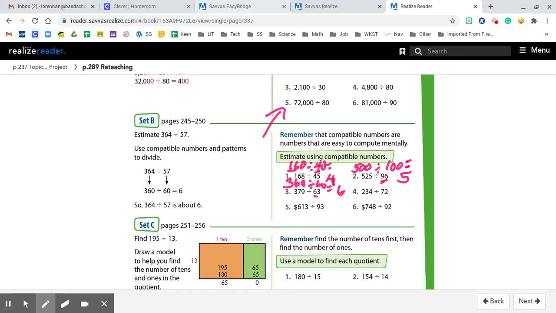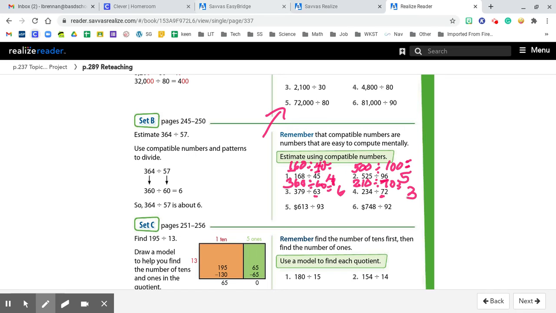Sometimes you want to make sure that the numbers are easy to do in your head. So 234 divided by 72. I'm going to look at that 7 over there. 7 doesn't go into 23. The nearest number it'll go into is 21. So I'll make that 210 divided by 70. And I get a 3.